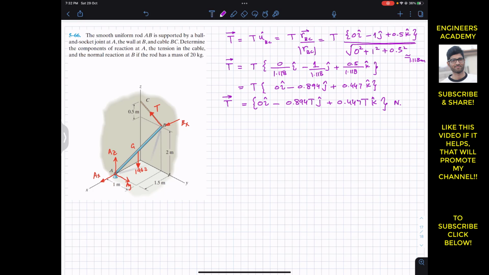Now the reactions at A can be represented as a Cartesian vector, so A vector will be AX acting in the positive i plus AY in the positive j plus AZ in the positive k. These are all the assumed directions of the ball and socket support reactions AX, AY and AZ. Similarly, this BX is acting in the positive X, so I will write BX vector. Let's say that this is the resultant at B.